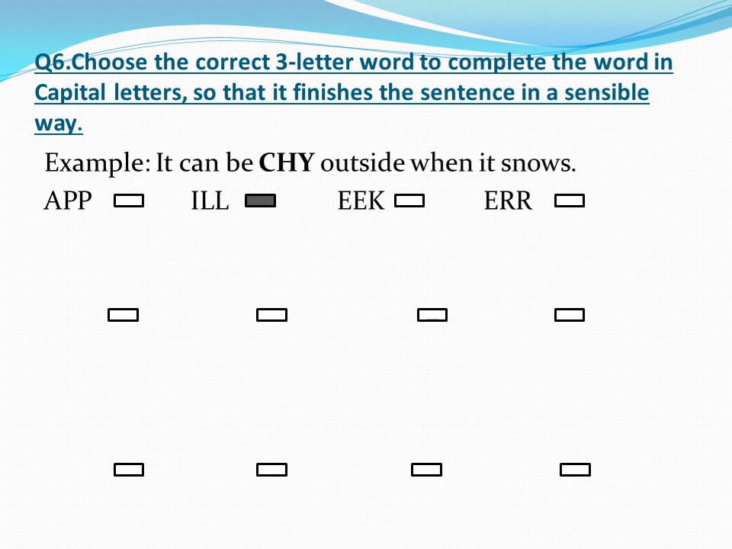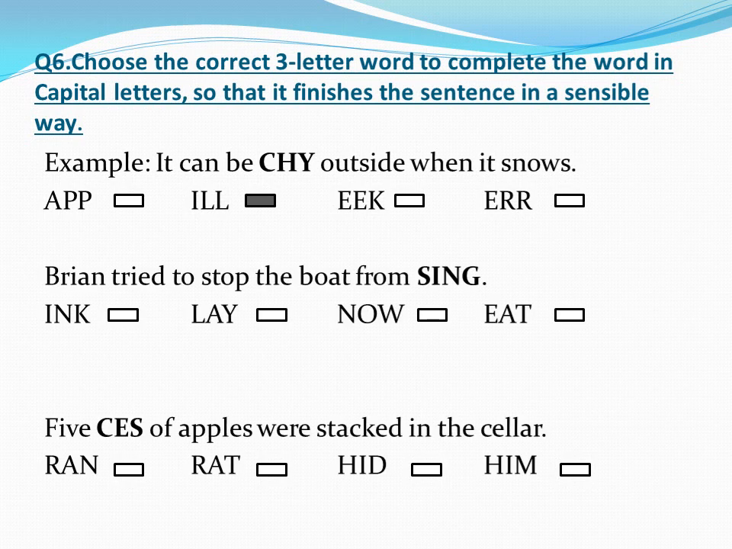So in this one, the options are given to you. So using the options given, you can make four words, chappy, chilly, cheeky, and cherry. So the word that best fits the sentence is chilly. So the right option is ILL. That makes chilly.